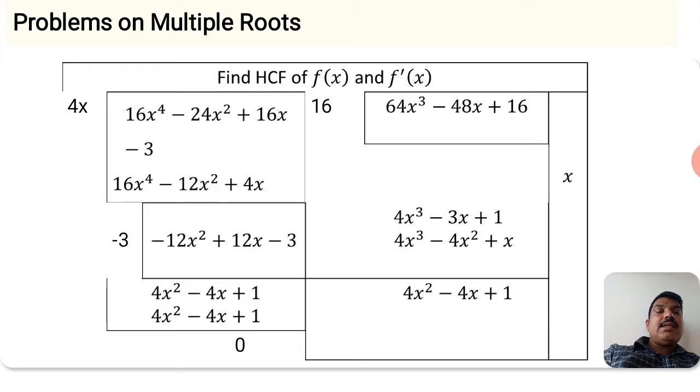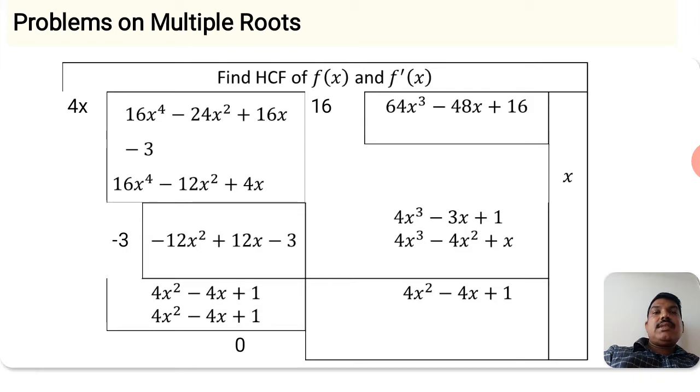64, 48, 16, so we divide that by 16. Therefore you will get 4x cube, since 16 into 4 is 64, then 16 times 3 is 48 so minus 3x, plus 16 divided by 16 is 1. Now we have to take 4x square minus 3x plus 1 and divide f(x) by it.